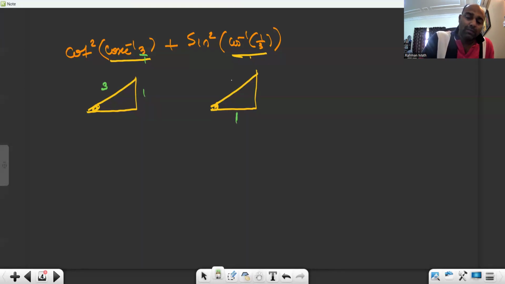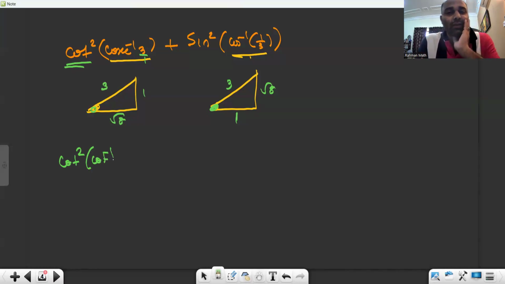Adjacent by what? Hypotenuse. By Pythagoras theorem, you will get root 8 here, because we are focusing on this angle. Now outside, cot is there, so you should write cot inverse. What is the cot definition? Adjacent by opposite.